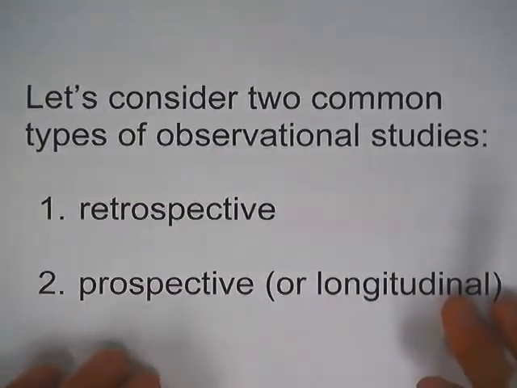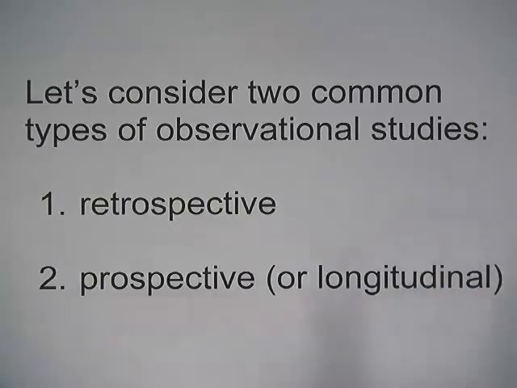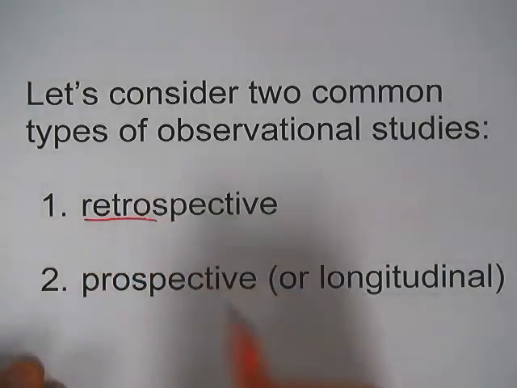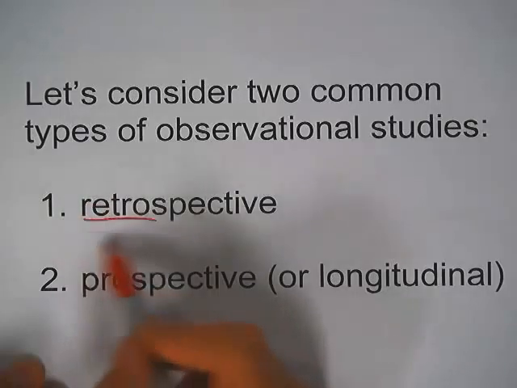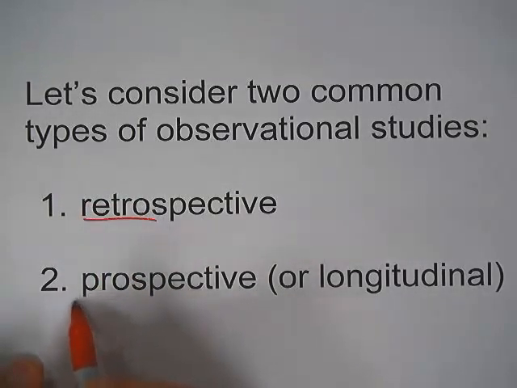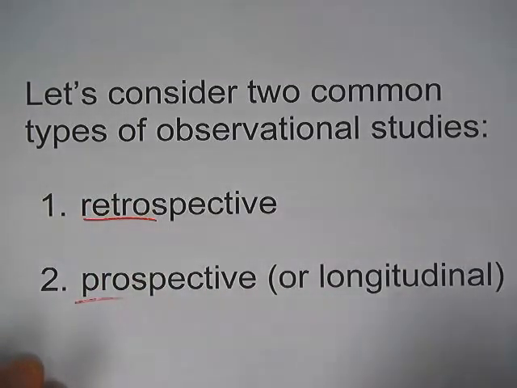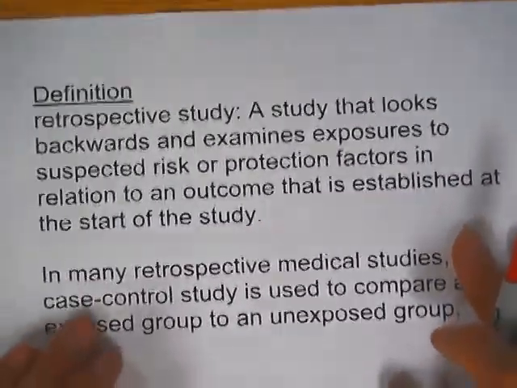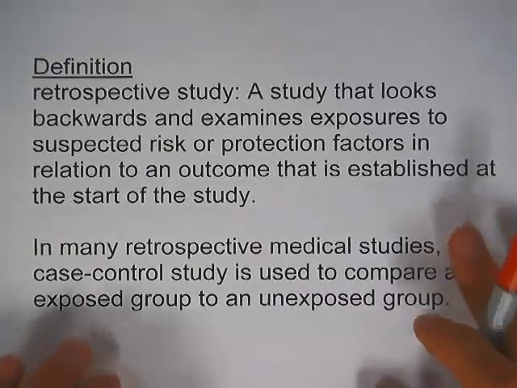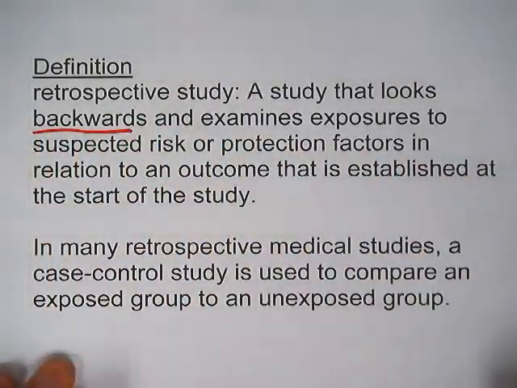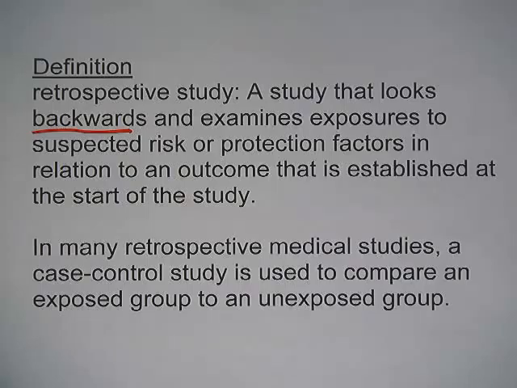Now there are really two common types of observational studies. One's called a retrospective study, the prefix there being retro, and we also have a prospective study, where the prefix is pro. Sometimes you'll hear a prospective study called a longitudinal study. A retrospective study is a study that looks backwards and examines exposures to suspected risk or protection factors in relation to an outcome that is established at the start of a study.